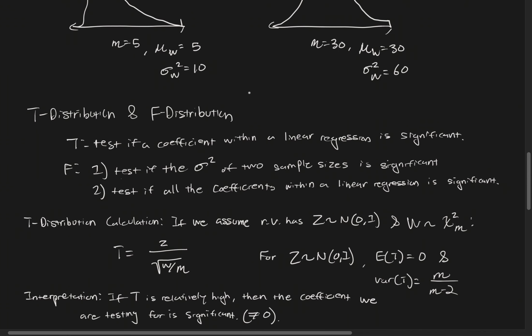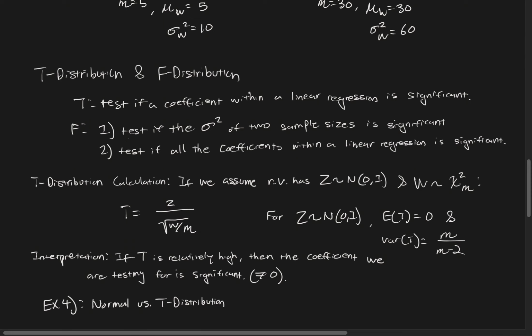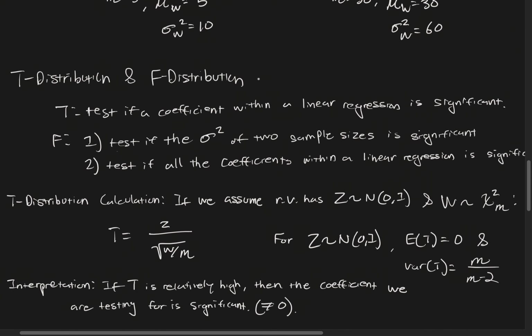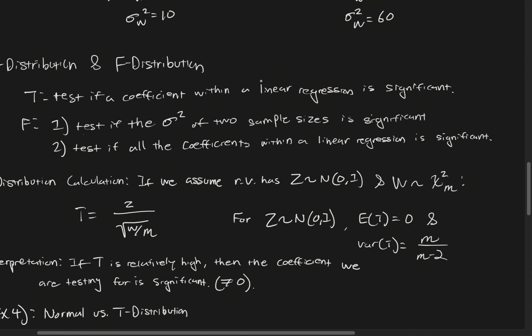All right, so now for the t-distribution and F-distribution. The t-distribution is a test we use when we're testing a single coefficient within a linear regression, and whether the coefficient is significant. The linear regression usually finds the coefficient of the x value. If you don't understand what that means, that makes sense because I haven't gone over linear regression yet.